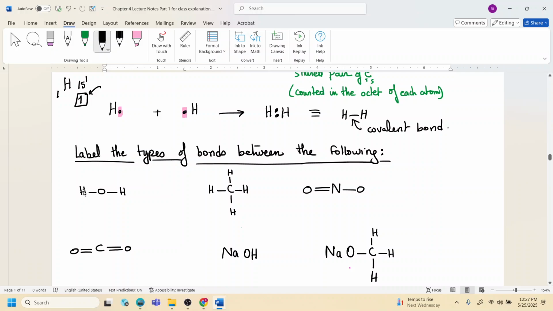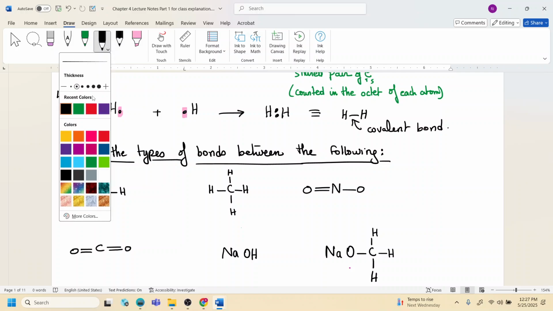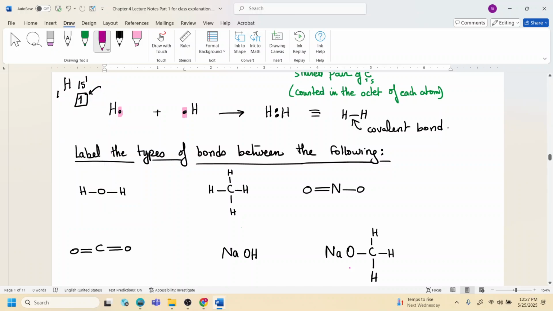So what do I have here? I do have a nonmetal and another nonmetal. Do you see? Two nonmetals in there, so definitely this one is going to be a covalent bond, and this one is going to be a covalent bond. So what type of bond do I have here? I do have a covalent bond. Both bonds are covalent bonds in there.